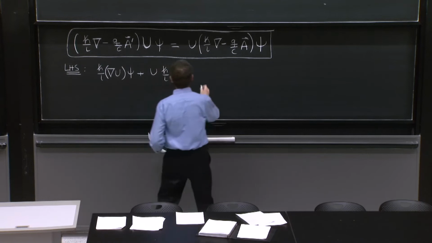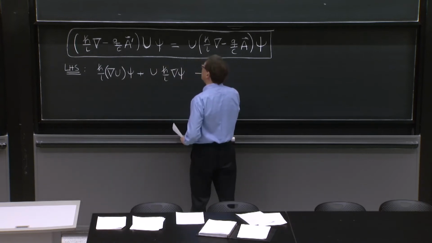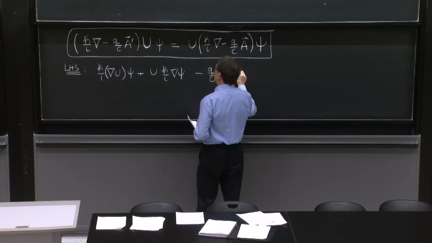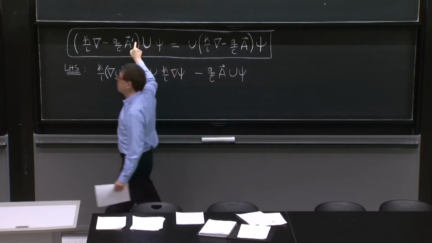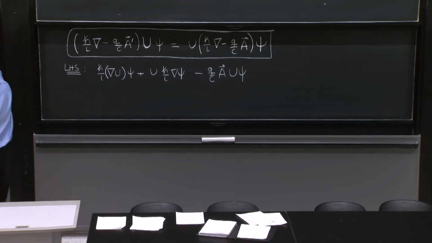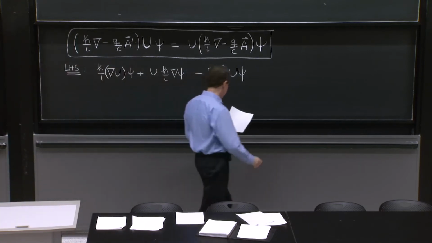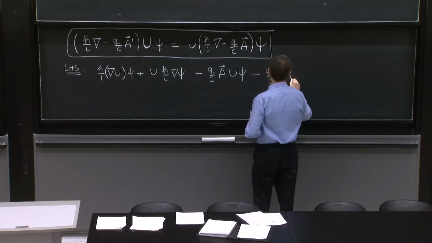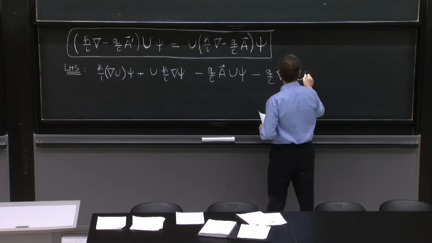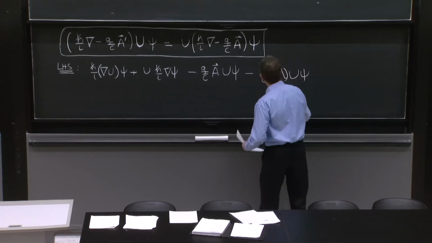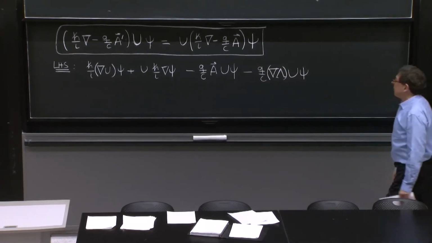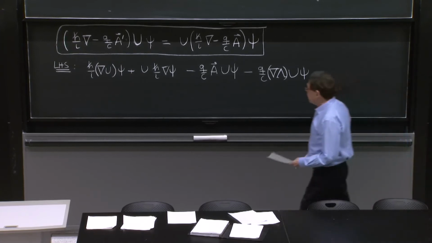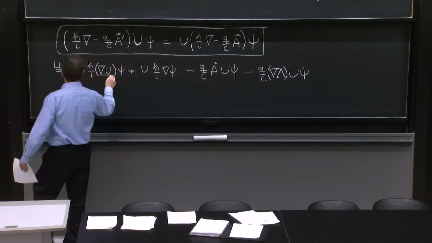The second term is minus q over c, A times u psi, because A prime is A plus gradient of lambda. So then I have minus q over c, gradient of lambda, u psi. So I wrote the first line. Now we can take the gradient of u.